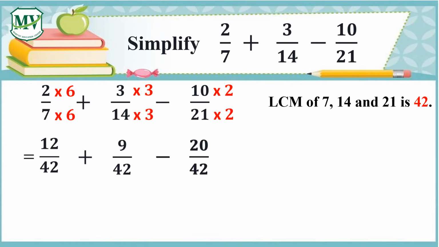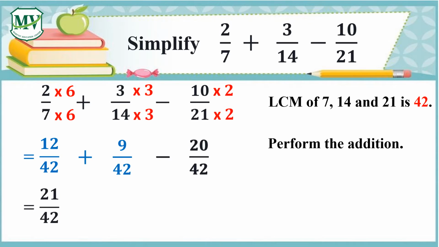In this problem, we have positive and negative operations. So we need to work out this from left to right. Let's perform the addition first. We have 12 over 42 plus 9 over 42. What do you think is the answer? Fabulous! We have 21 over 42. Next is to subtract 20 over 42.